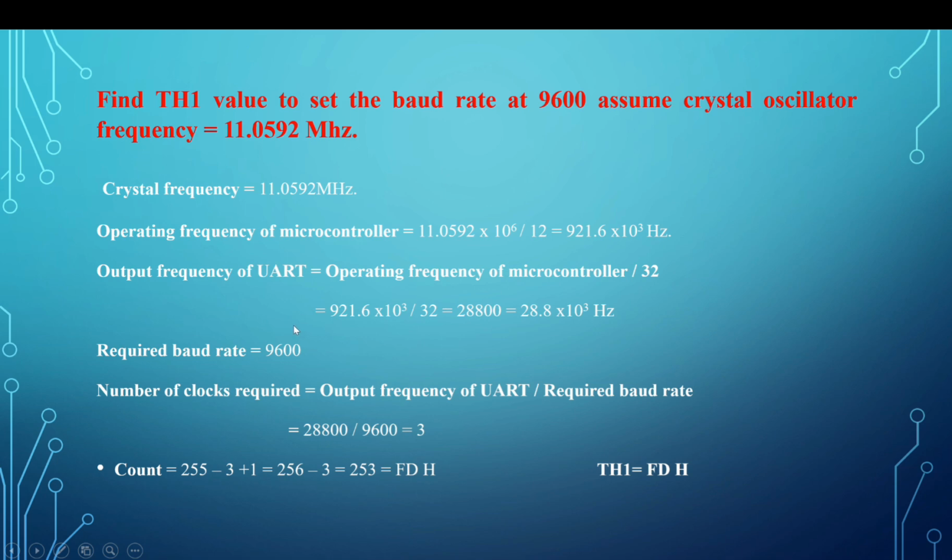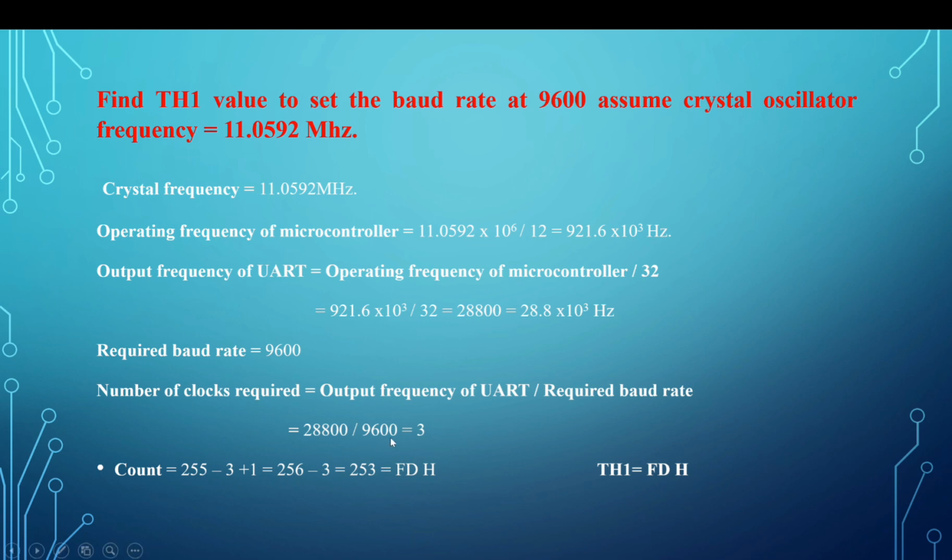So the timer will act as the frequency divider here. The timer has an input frequency of 28,800 hertz, and we want an output frequency of 9600 hertz. So the number of clocks required: 28,800 divided by 9600 gives you 3. So the timer will overflow after every 3 clocks, so that the output frequency is 9600 hertz, which is the baud rate.